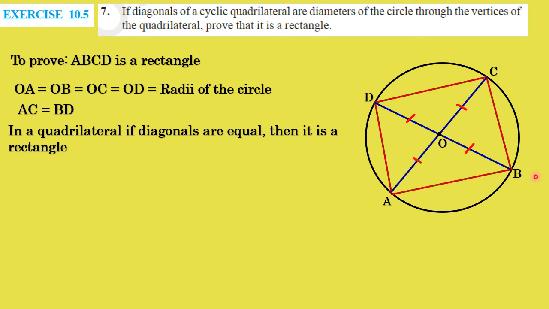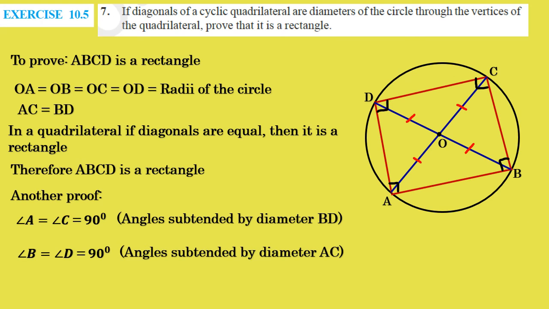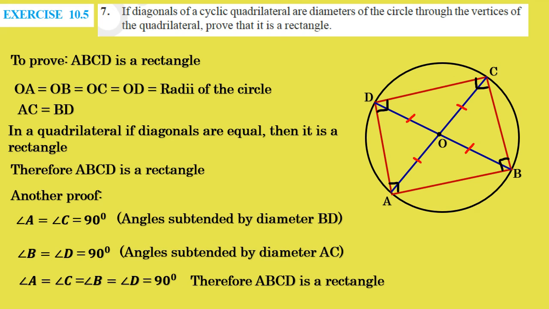Now, another way also we can prove this. Another proof. That is, angle A equal to angle C equal to 90. Why? Because the angle subtended by the diameter BD is in a semicircle, so they are 90. Similarly, angle B is equal to angle D is equal to 90 because they are the angles subtended by the diameter AC. So all the four angles become 90 degrees. So it is a rectangle. That's it. Clear? Very, very simple.